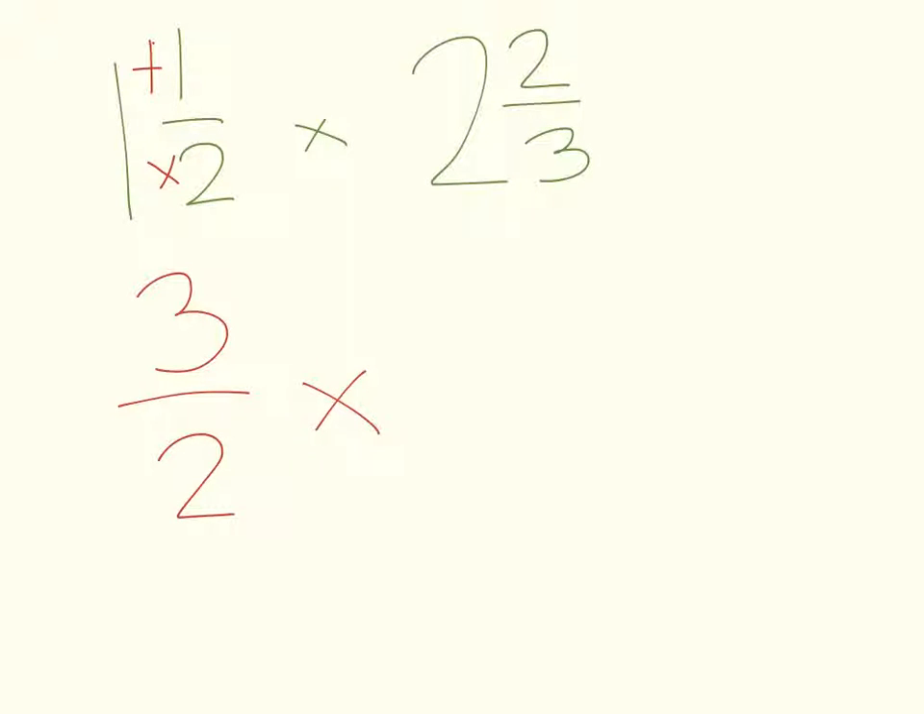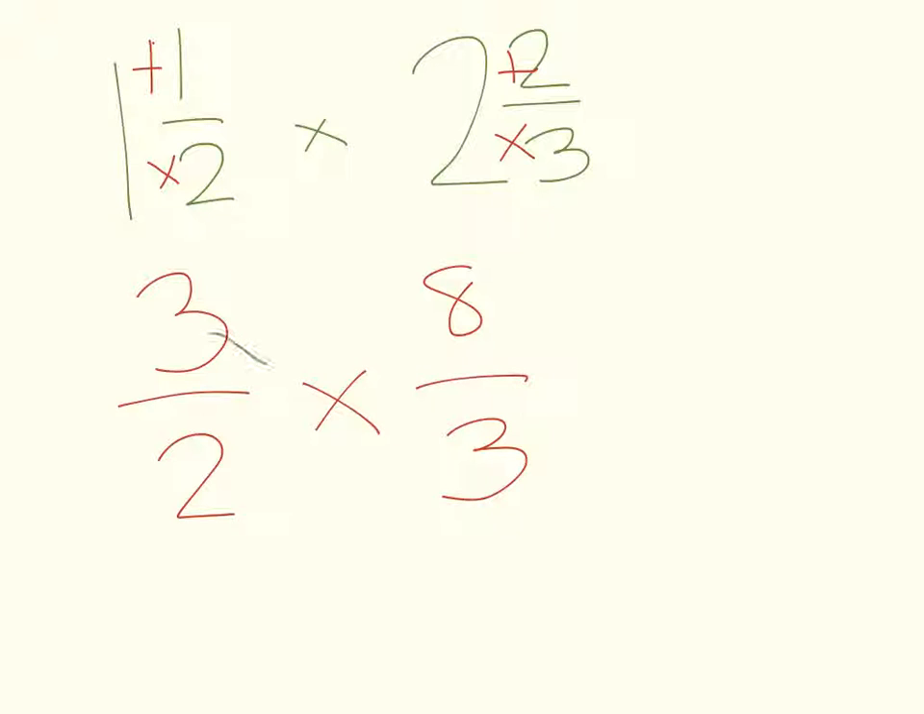I'm going to do the same thing to the other mixed number. It's the whole number times the denominator. 2 times 3 is 6, and 6 plus 2 is 8. So I'm going to write this as 8/3. Now I'm going to look to see if I can cross cancel.